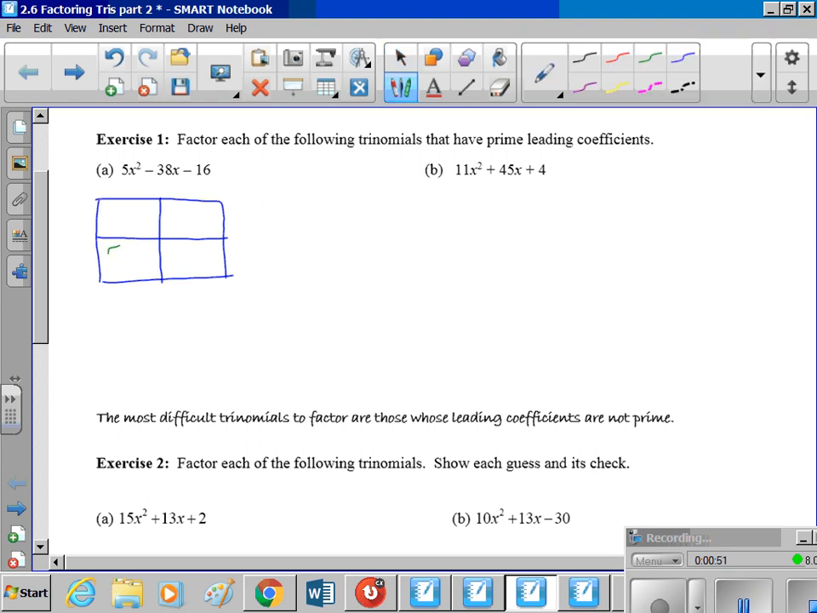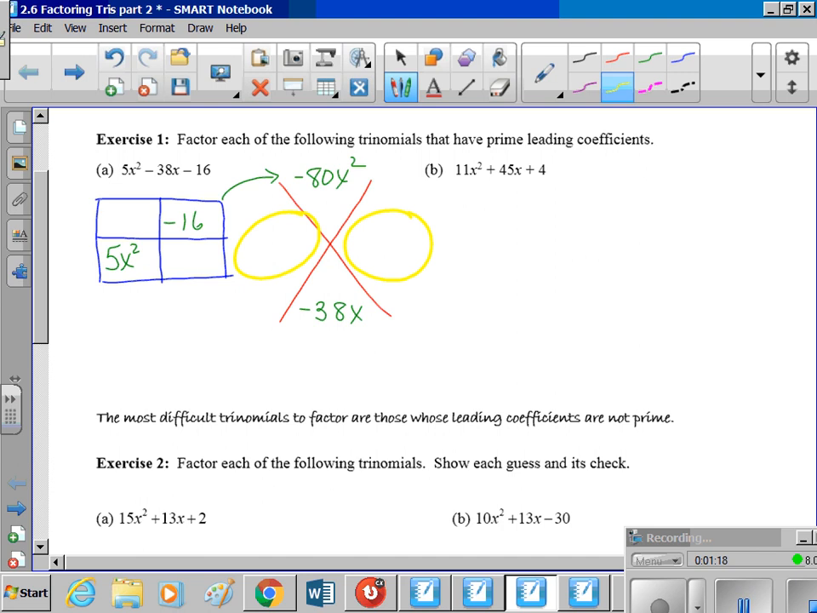So remember, the 5x squared goes here, the minus 16 goes here, and then I go to my crisscross worksheet over here, and I'm going to multiply these two together, and the negative 80x squared comes up here. I'm going to put the negative 38x down here, and now we're looking for two numbers here and here where, because this is a minus sign, I know they're going to subtract to give me negative 38. So what can we do?